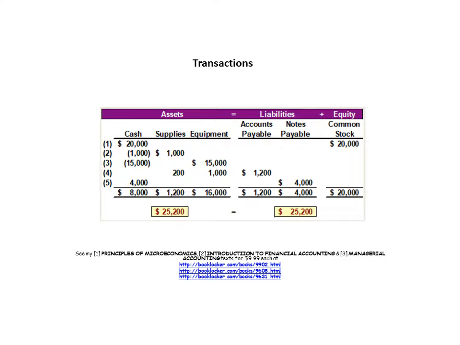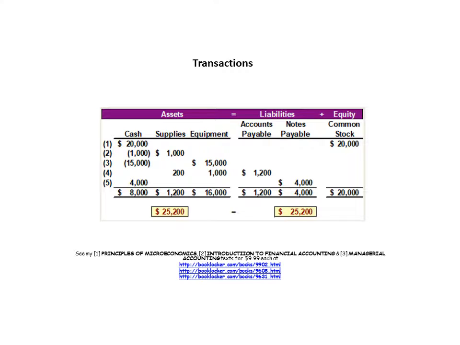Here are 5 transactions. Notice the accounting equation at the top. Assets equal liabilities plus equity. Cash is an asset, supplies, inventory or supplies is an asset, equipment is an asset. Look at liabilities. Accounts payable and notes payable are liabilities. And in the simplified version, common stock is equity.